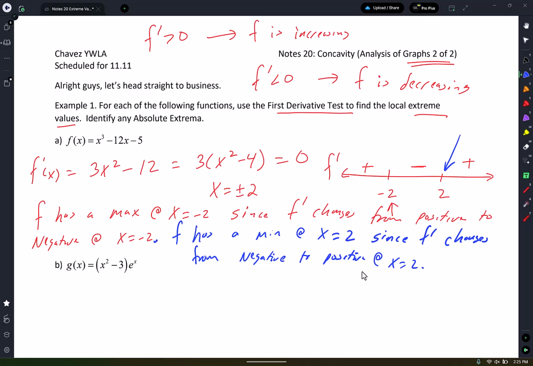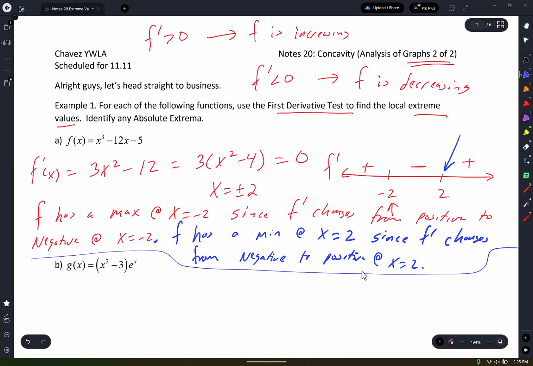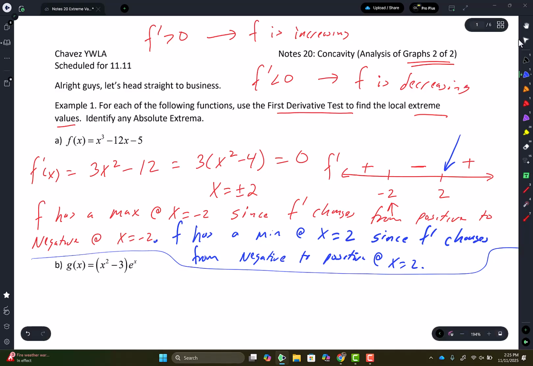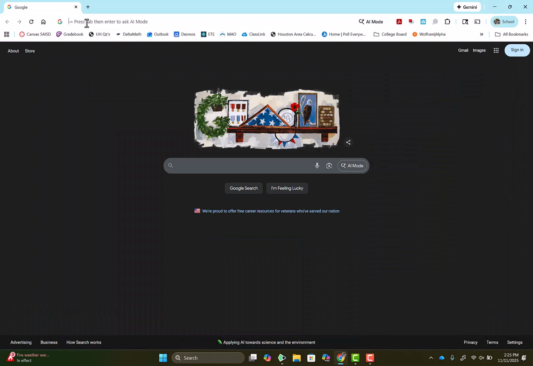And maybe this is not a really good candidate to introduce absolute min and absolute max. I guess you know what, before we do that, do you guys want to see how that graph looks, really fast? Should we do it in a calculator? Should I do it in Desmos? You guys do it in your calculator and I'll do it in Desmos. See which one's faster.